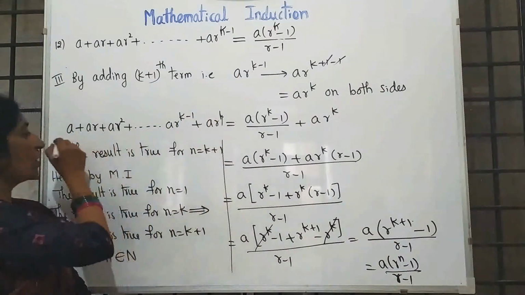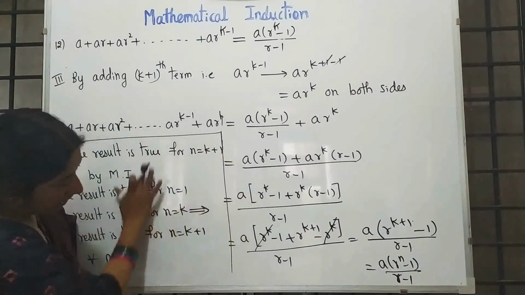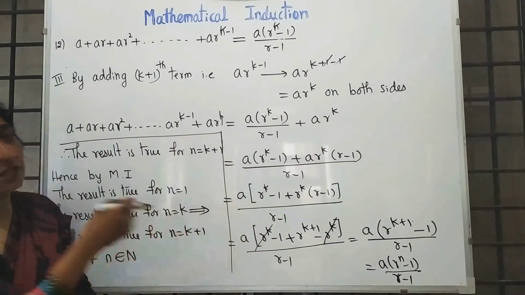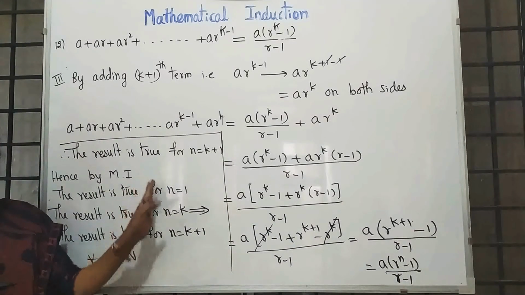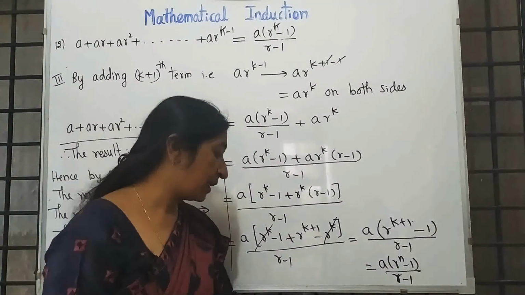And students, you don't write like this. Actually, this conclusion we have to write below. There is no place, that's why I am writing here. Don't write like this. Moving to the next example.